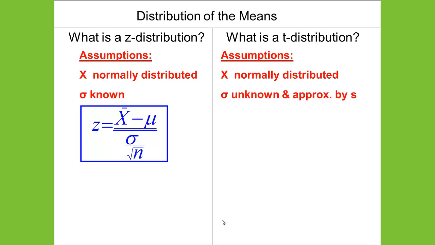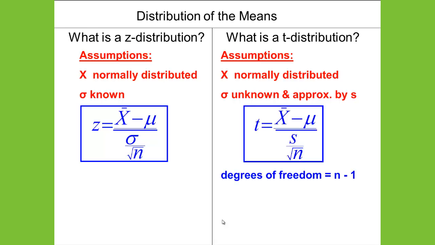Our formula for a z distribution is x bar minus mu over sigma divided by the square root of n. Our formula for the t-distribution is t equals x bar minus mu over s divided by the square root of n. Notice that the formulas then are very similar. They are actually the same except one is z and one is t.